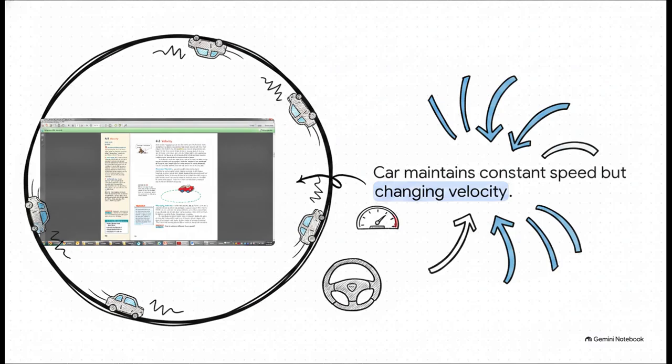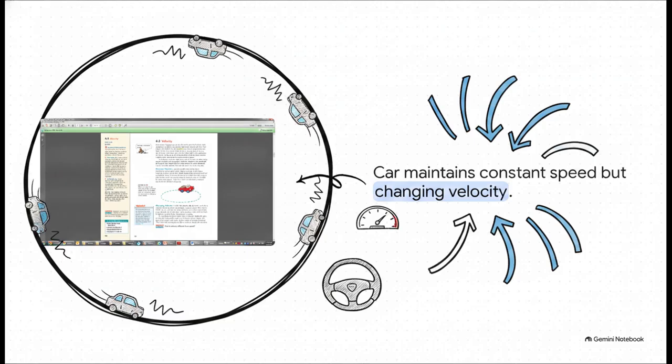Actually, let's look at this car on a circular track. It's the perfect way to test this exact difference. Let's say the driver has the cruise control set, so the speedometer reads a perfectly steady 40 kilometers per hour the entire time. It has a constant speed, right? But because the car is traveling in a circle, its direction is constantly changing every single millisecond.